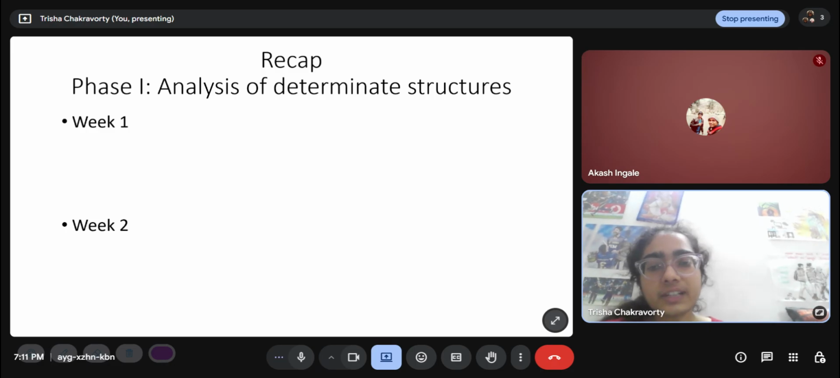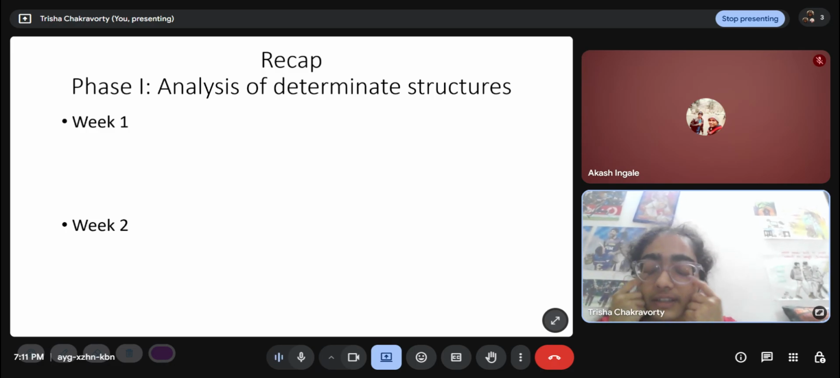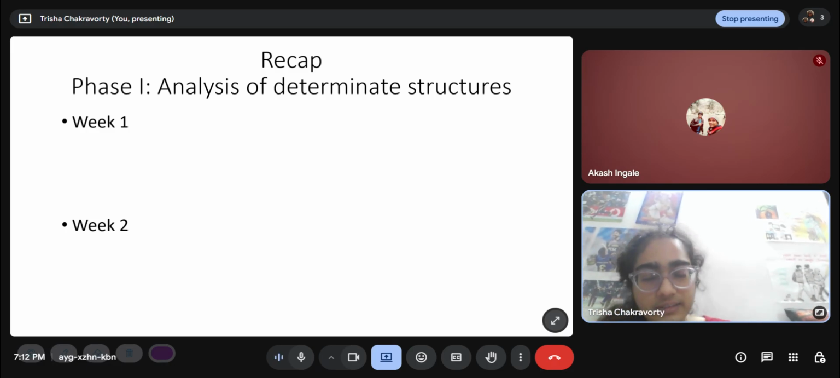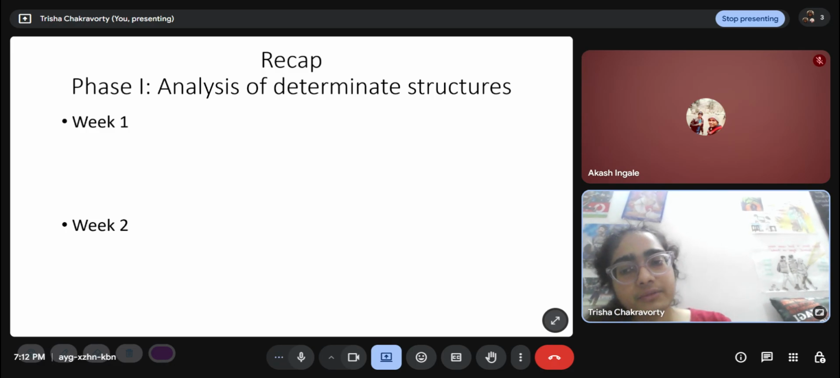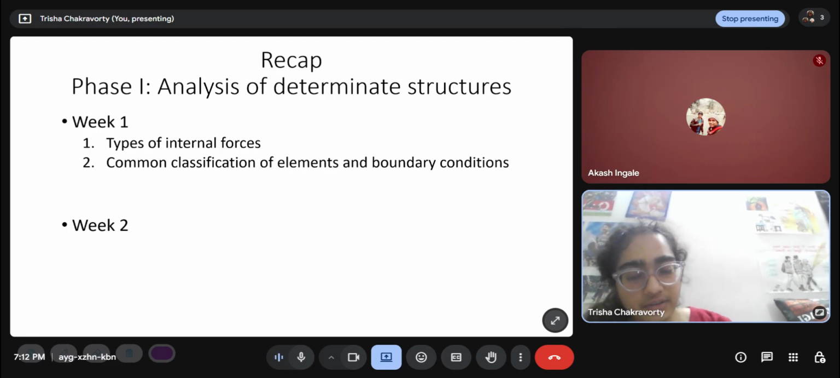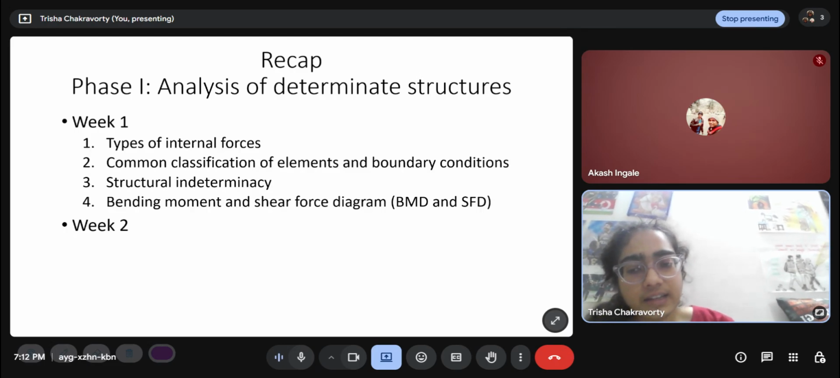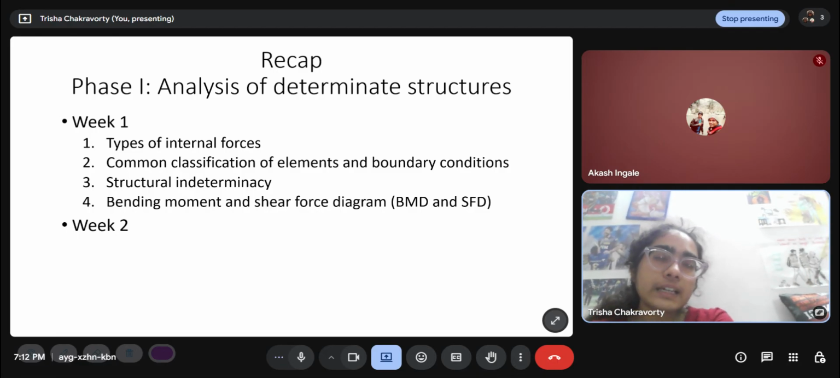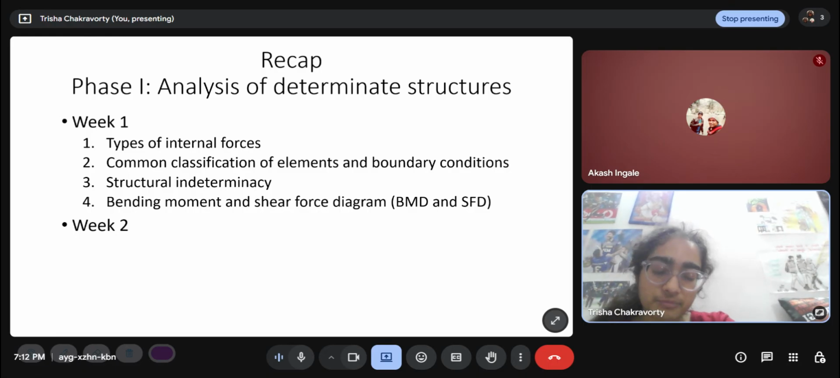I'll start with a brief recap. For the first 6 weeks, we looked at the analysis of determinate structures. In week 1, we looked at types of internal forces, common classification of elements and boundary conditions, structural indeterminacy, and bending moment and shear force diagrams, which are the force or stress type responses of beams.